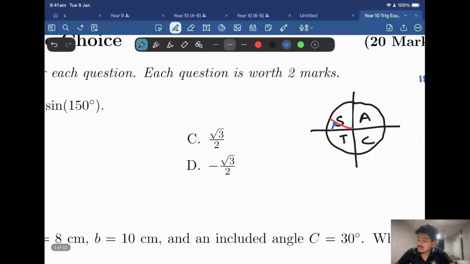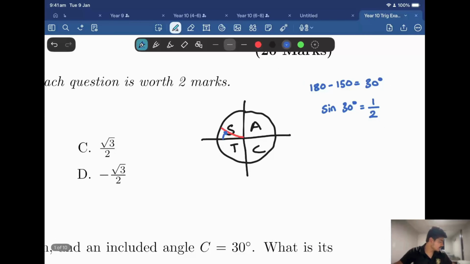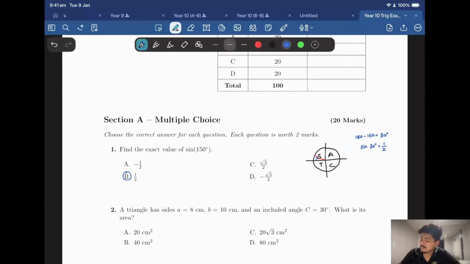Okay, if you guys don't remember your exact values, what you can do is just put this into your calculator. So sine 30, and you get 0.5, right? And 0.5 is just 1 over 2. So you know your answer is B.